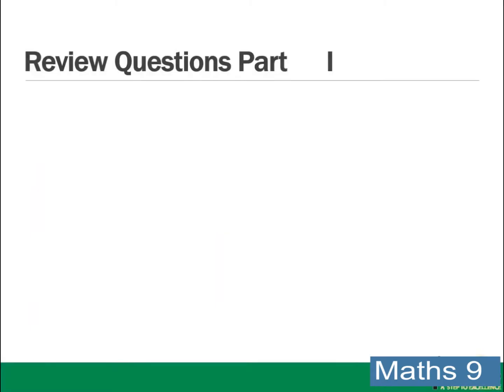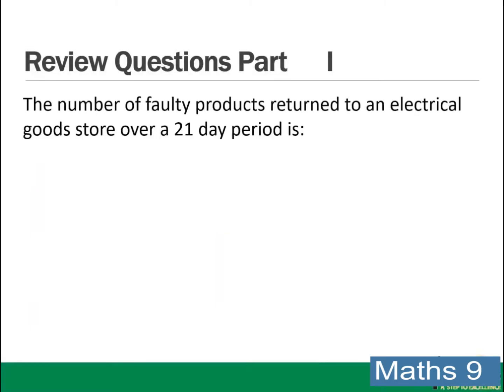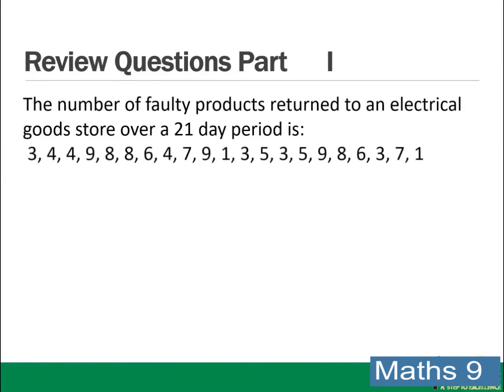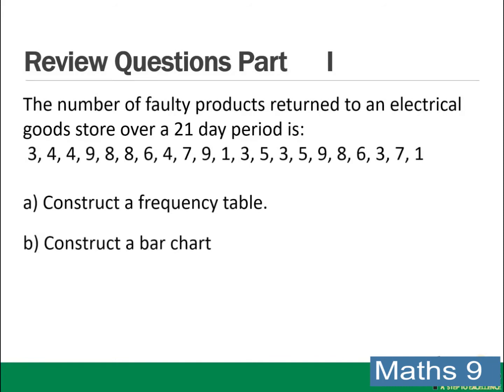Review questions part 1. The number of faulty products returned to an electrical goods store over a 21-day period is given by this list of data. Construct a frequency table. Construct a bar chart. Pause the video whilst you have a go.